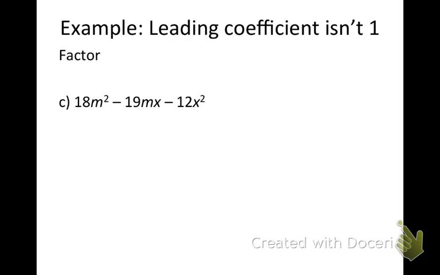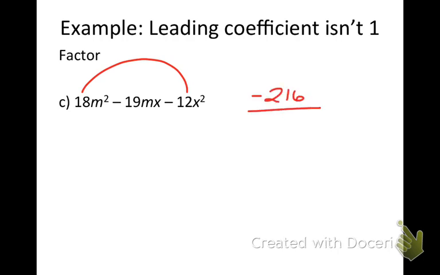18m squared minus 19mx minus 12x squared. All right, so I'm seeing some giant numbers. So what I would first ask myself is, is there a GCF that I can take out to make my numbers smaller? In this case, there isn't, so that's a bummer. But that's okay. We've got calculators that will make our life easier. So 18 times negative 12 is negative 216.